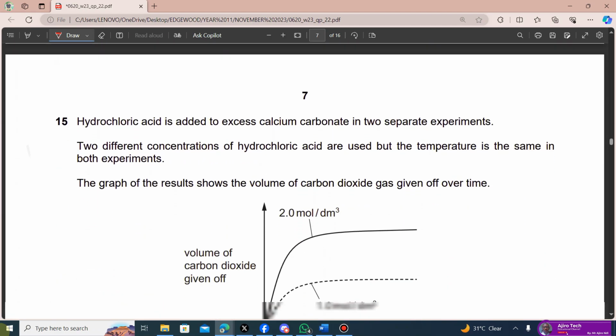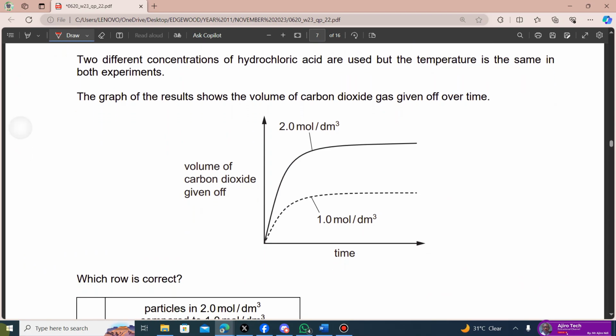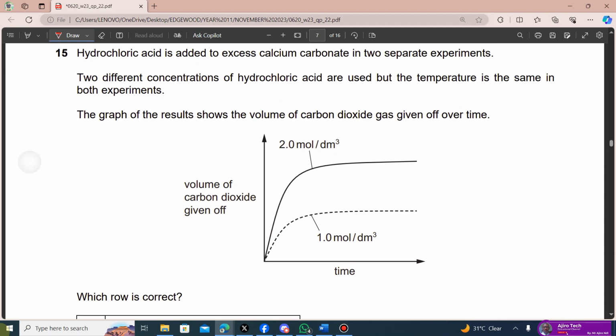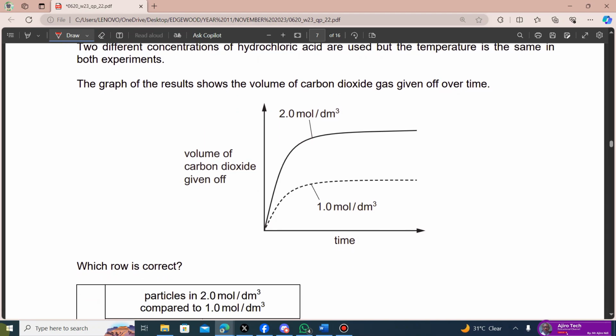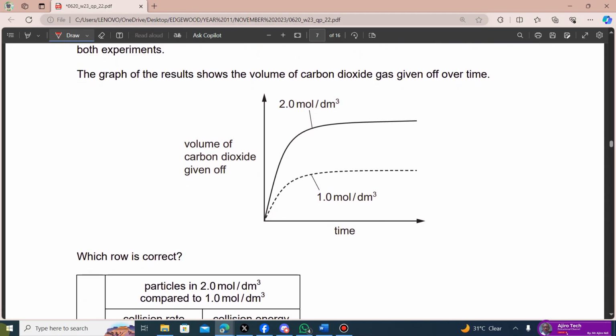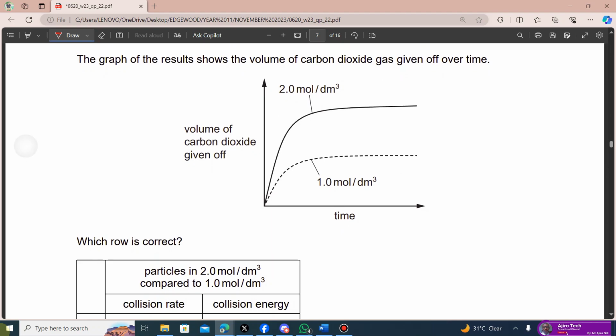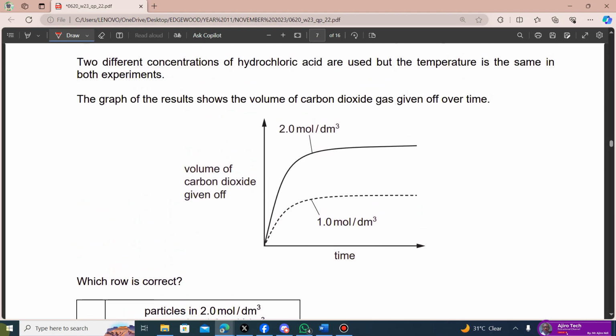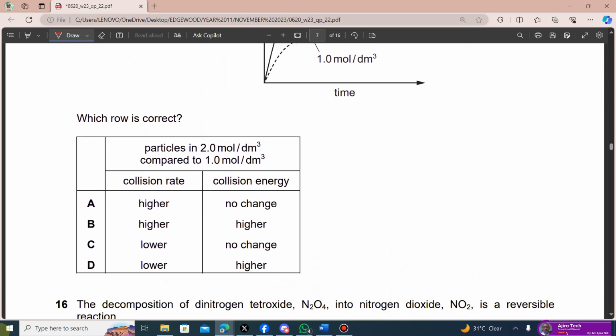All right, we go to question 15. Now for question 15, we have hydrochloric acid added to excess calcium carbonate in 2 separate experiments using different concentrations. And of course, you can see the plots, the one of a higher concentration has a different curve compared to the one of a lower concentration. So we ask now, which row is correct.